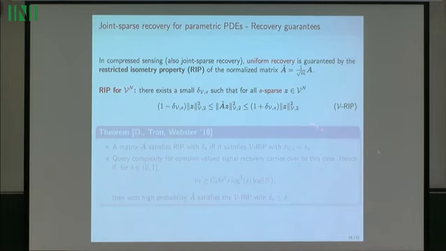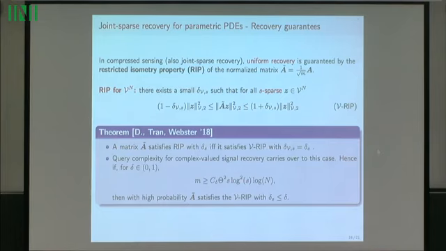The natural thing for us was to think about reformulating the RIP with respect to these V2 norms. It's really easy to show that a matrix A tilde will satisfy the standard RIP with delta S if and only if it satisfies this VRIP property with the exact same delta S constant. What this implies is that query complexity for complex valued signal recovery carries over to this case. So if I have a lower bound on my samples like this, then with high probability A tilde will satisfy this VRIP with the same delta S.